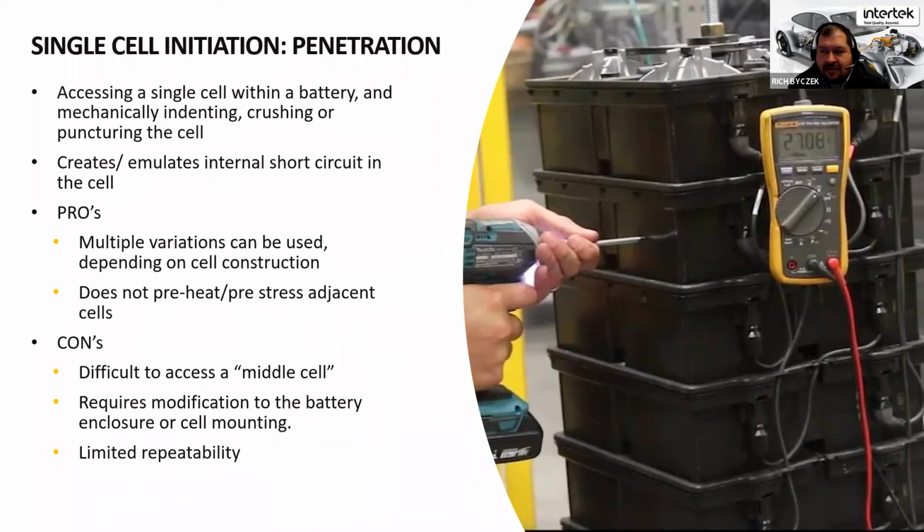It's also versus heaters. This doesn't add additional stress to the adjacent cells by itself. Using a heater, we're not only heating the cell that's under consideration, but we are also heating those adjacent cells to some level. And that preheating might essentially be adding stress that wouldn't be there in a normal single cell runaway event.